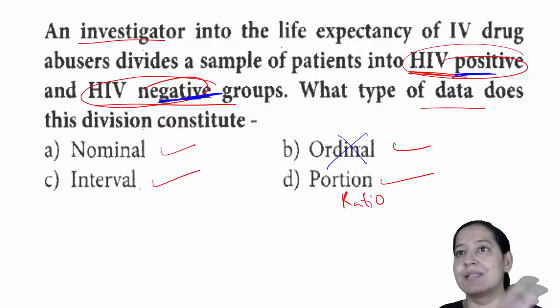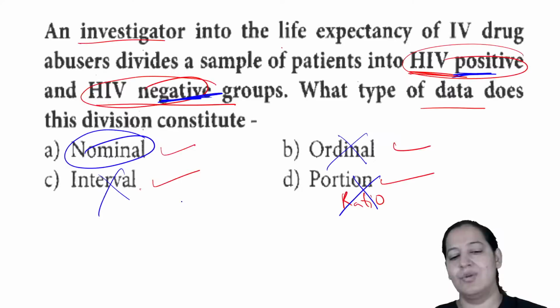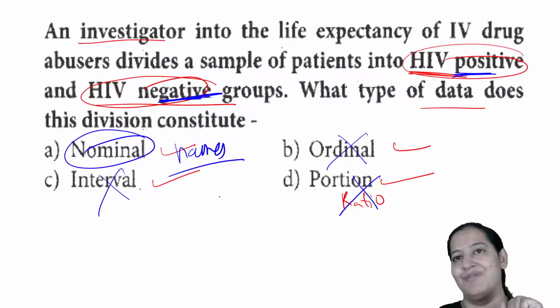Either HIV positive, yes or no. So it is not numbers. So it is not metric, not interval, not ratio. The correct answer is nominal. You are giving only names. Names means nominal. Is it HIV positive or HIV negative? So the correct answer here is A.